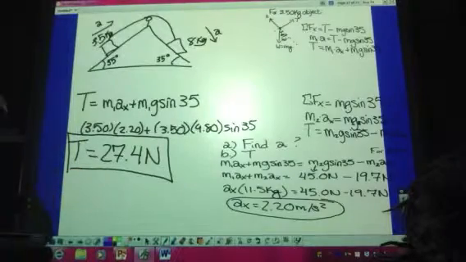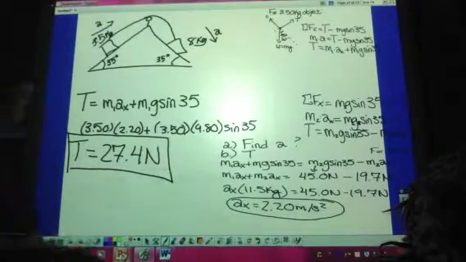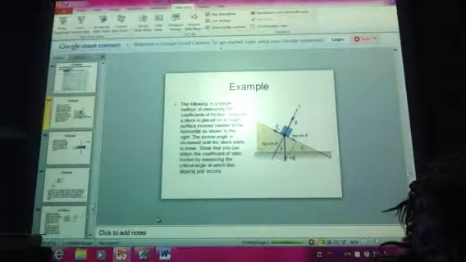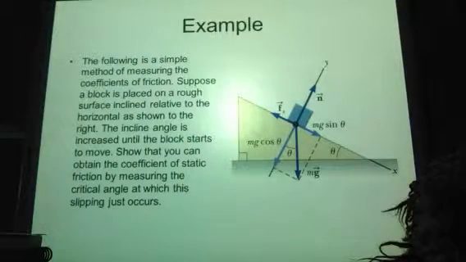Okay, so I now want to kind of shift gears, and let's go from the Atwood's machine, but now let's add some friction here. So for this example, it says the following is a simple method of measuring the coefficients of friction. Let's suppose that a block is placed on a rough surface inclined relative to the horizontal as shown here.